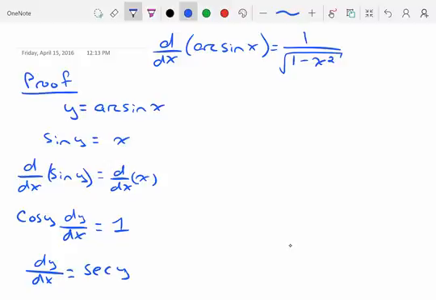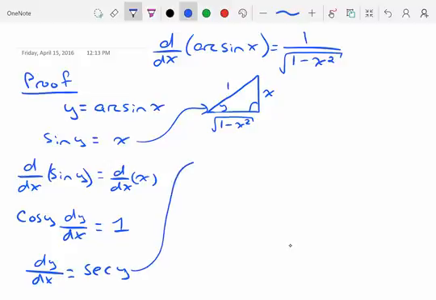So if I go back up to the beginning, I have that the sine of y is equal to x, so if I imagine that as being part of a right triangle, where y is this angle, then the sine is x. The sine would be the opposite divided by the hypotenuse. And then the Pythagorean theorem would say that this adjacent side would have to be the square root of 1 minus x squared.